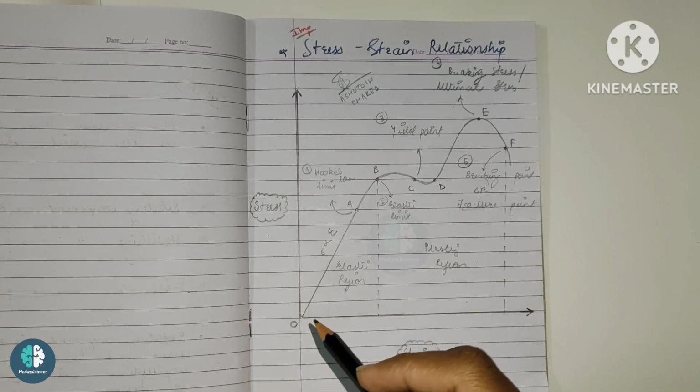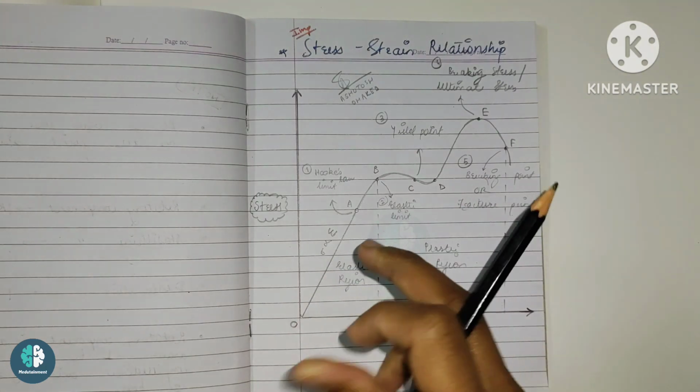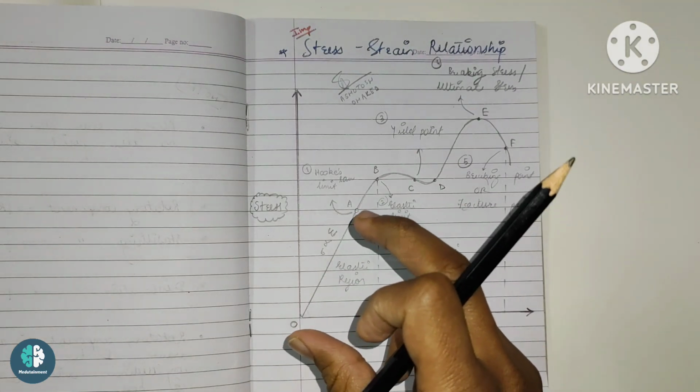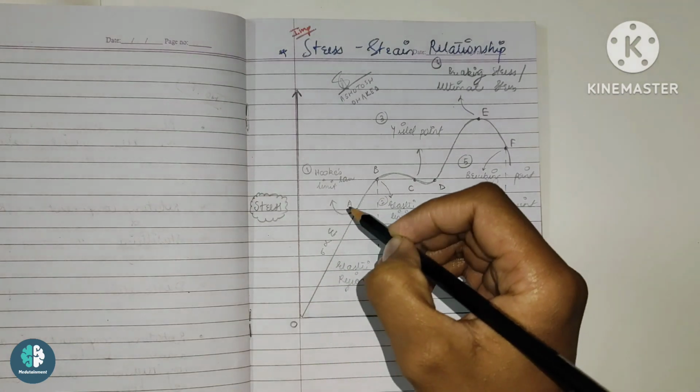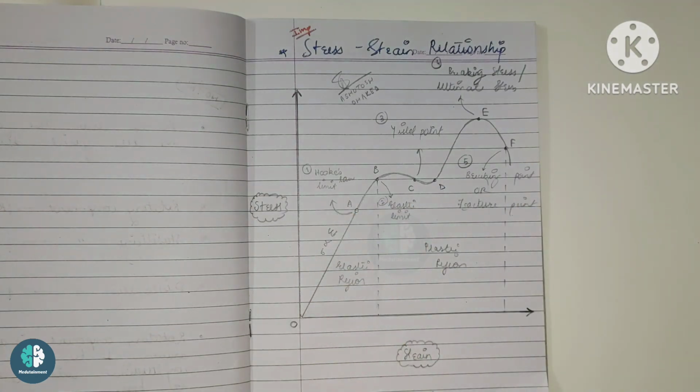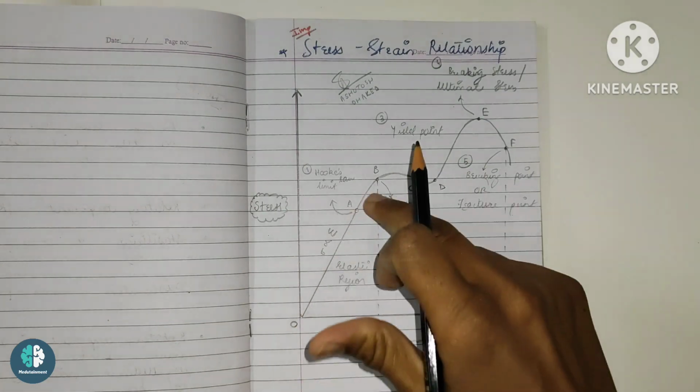So first is the point O to A. What does this line signify? This is Hooke's law. Basically, from O to A, Hooke's law is obeyed. So we will see what O to A means.